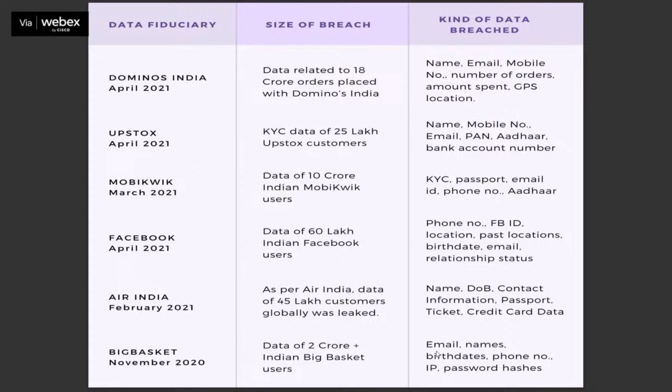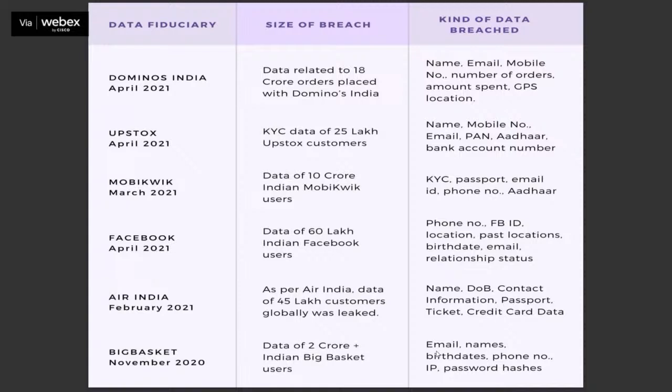And then the breach happened with Upstox in April 2021, where KYC data of 25 lakh Upstox customers were breached, and it includes their name, mobile number, email addresses, PAN numbers, and Aadhaar and bank account number details. Then a data breach also happened with MobiKwik in March 2021. Here you can see that data of 10 crore Indian MobiKwik users were breached, which includes their KYC details, passport details, email ID, phone number, and Aadhaar card details.